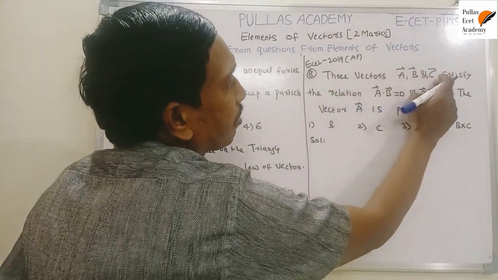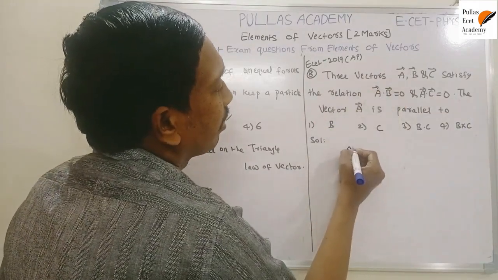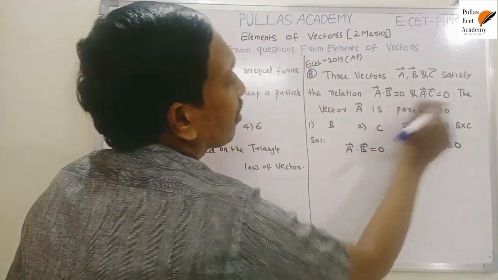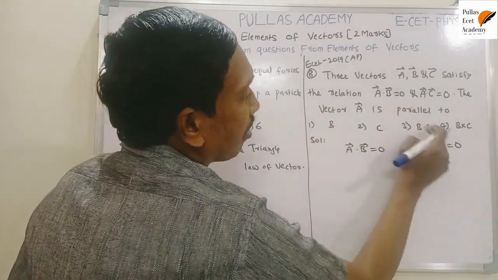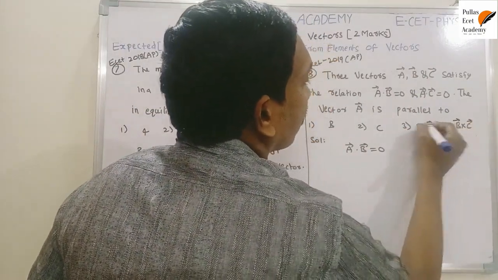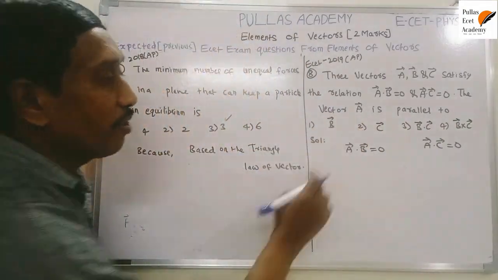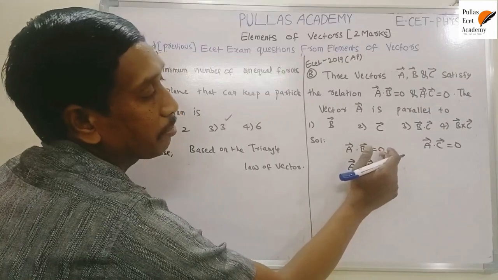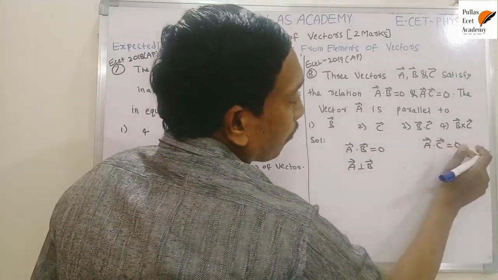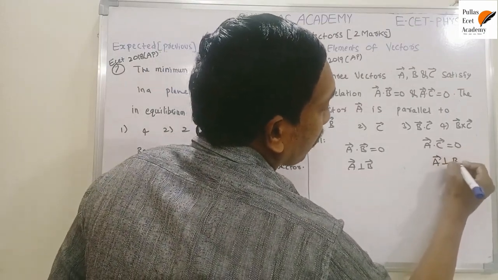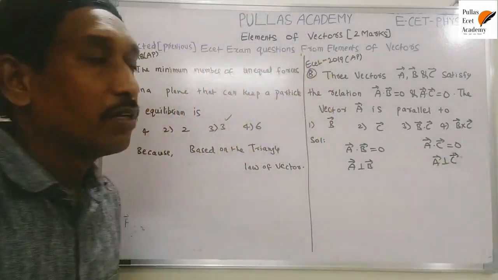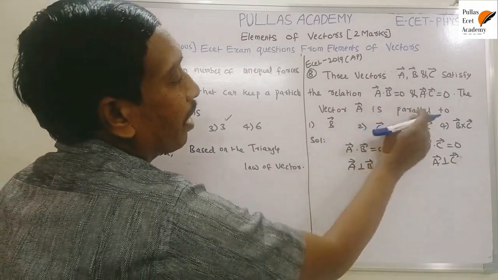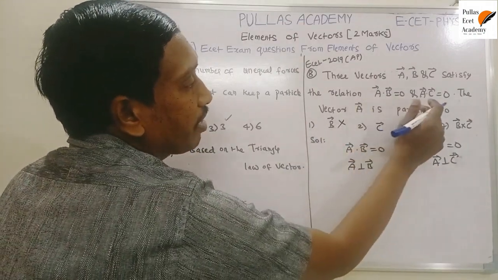Next question, repeated in Ecet 2019 AP paper. Three vectors A bar, B bar and C bar satisfy the relations A bar dot B bar is equal to 0 and A bar dot C bar is equal to 0. The vector A bar is parallel to B, or parallel to C, or parallel to B dot C, or parallel to B bar cross C bar. Everything here is a vector. A bar dot B bar is equal to 0: if they are perpendicular vectors, the scalar product becomes 0. From this property we understand A bar is perpendicular to B bar. Here also the scalar product is 0, so A bar is also perpendicular to C bar. That means A bar parallel to B bar is wrong, so the first option is wrong. A bar parallel to C bar is wrong. Why?